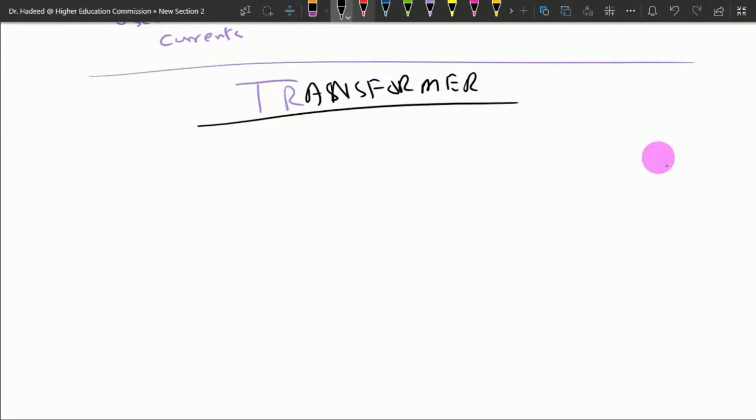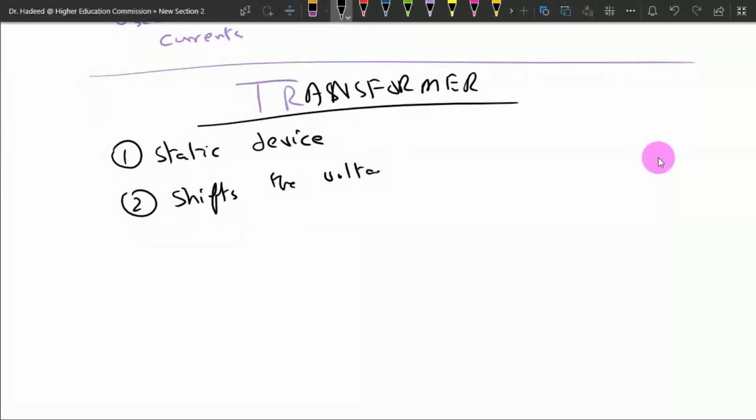Transformer is a static device. The number one property is that it's a static device. What does it do? It shifts the voltage level applied on the input port. For a special case, it may not shift the voltage applied on the input port, and that particular usage of a transformer is only for electrical isolation. But as a general rule, it has to shift.